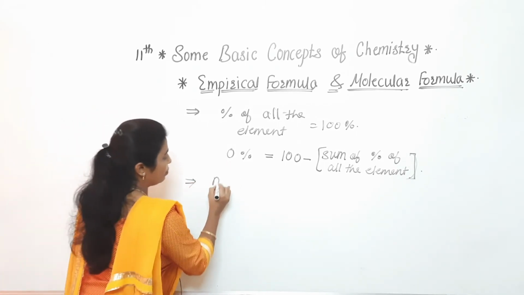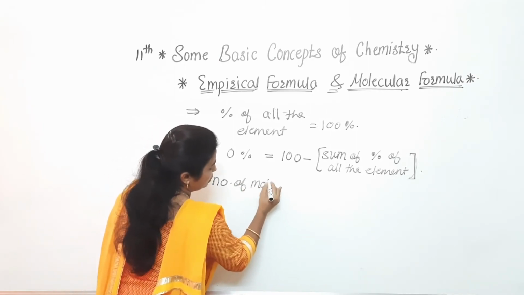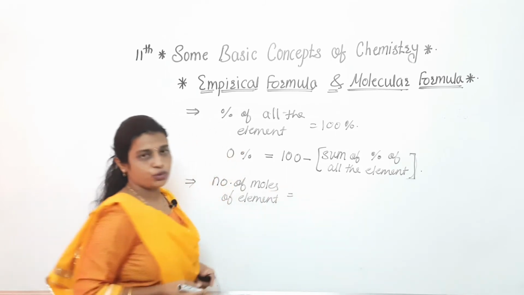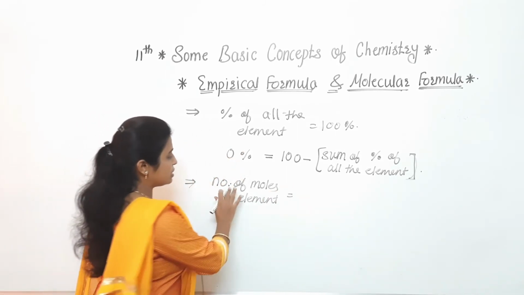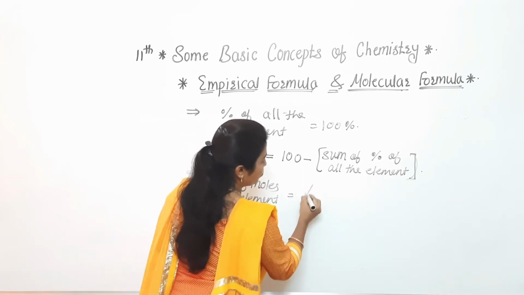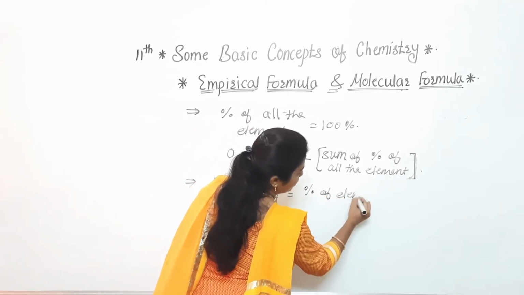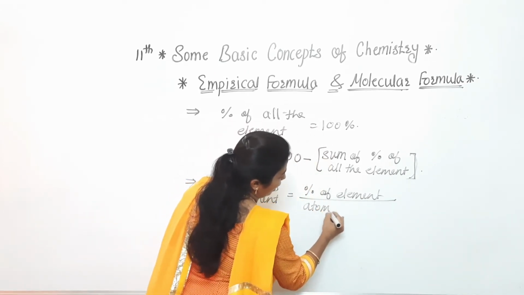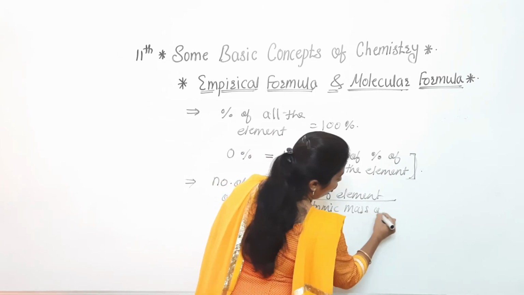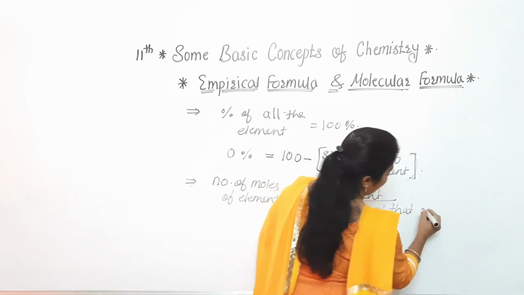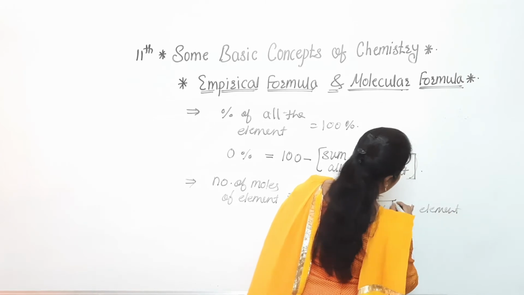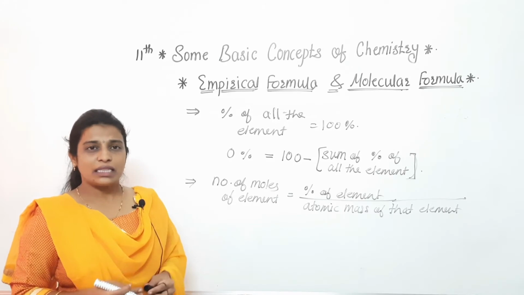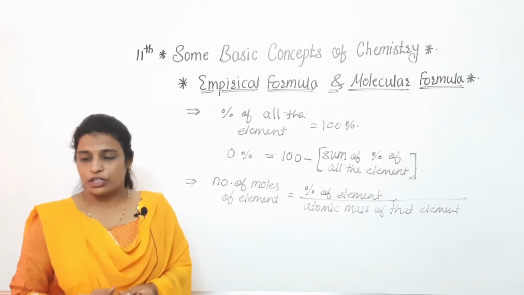Now next one, number of moles of elements. How to find out? For that also we have to use one formula. That formula is number of moles of element is equal to percentage of element divided by atomic mass of that element. Okay, so this formula no one will ask us, but we should know it when we are calculating the empirical formula as well as the molecular formula.